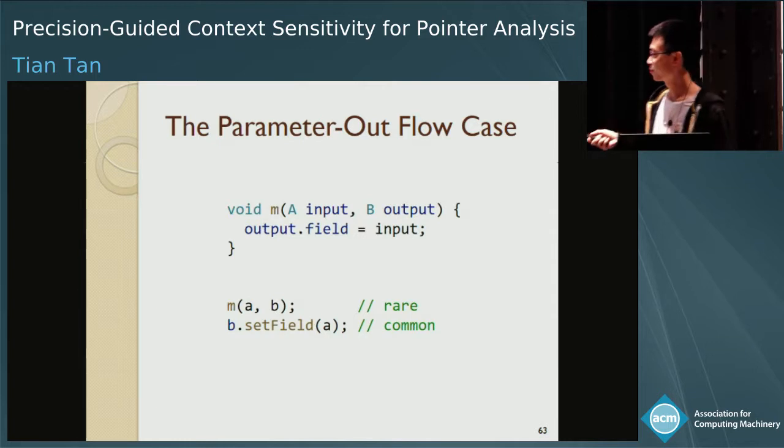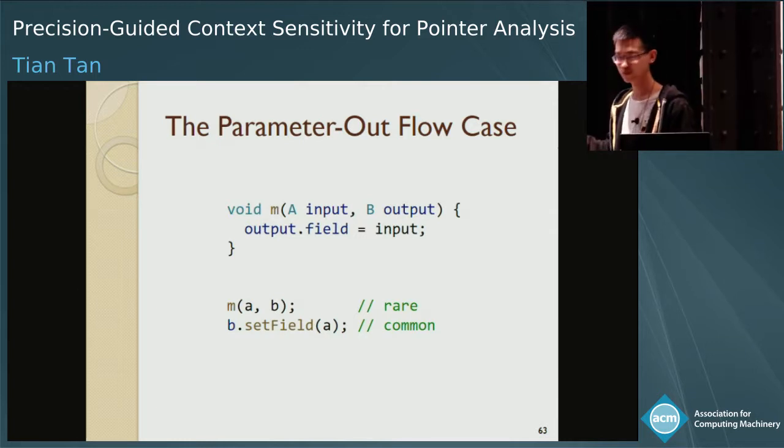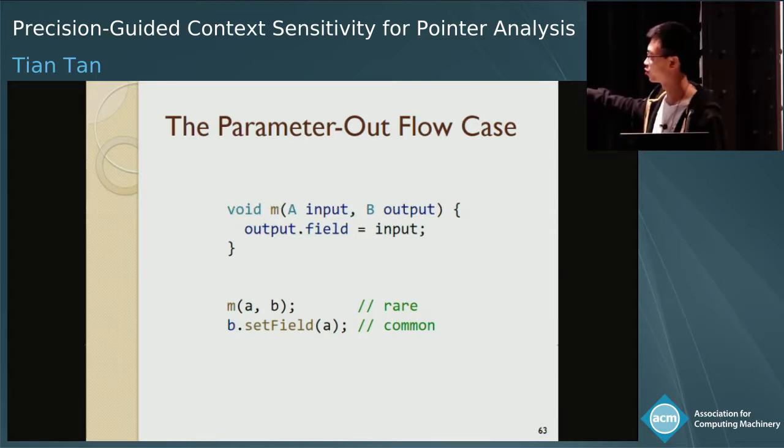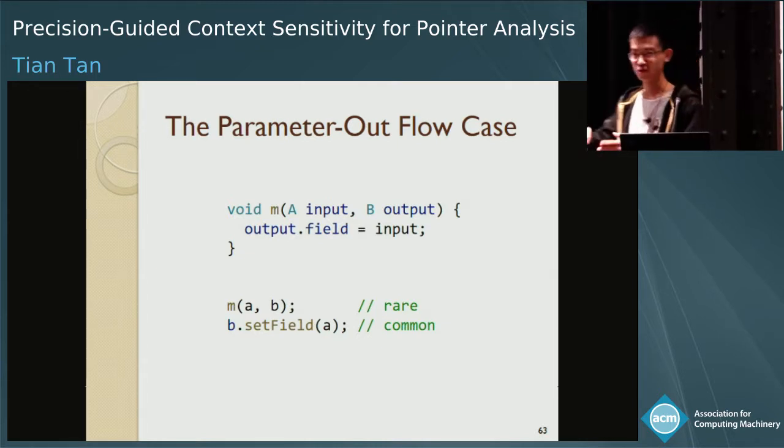But in Java programs, it's very rare to modify the field of a parameter. So usually in Java, we write code in this way, which can be captured by the direct flow.